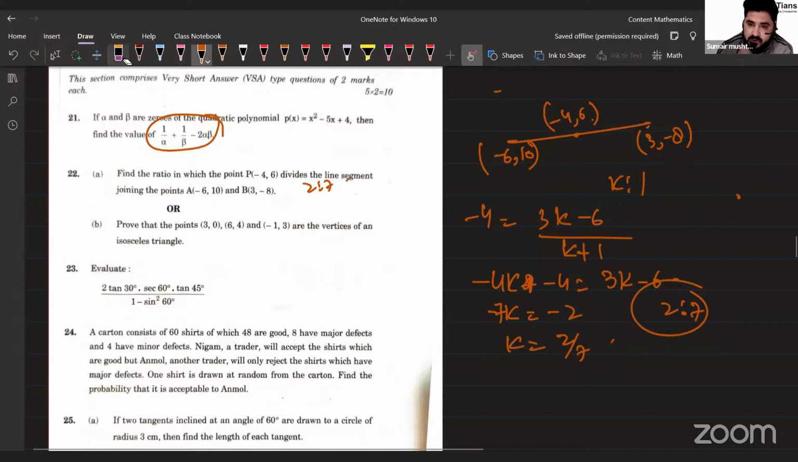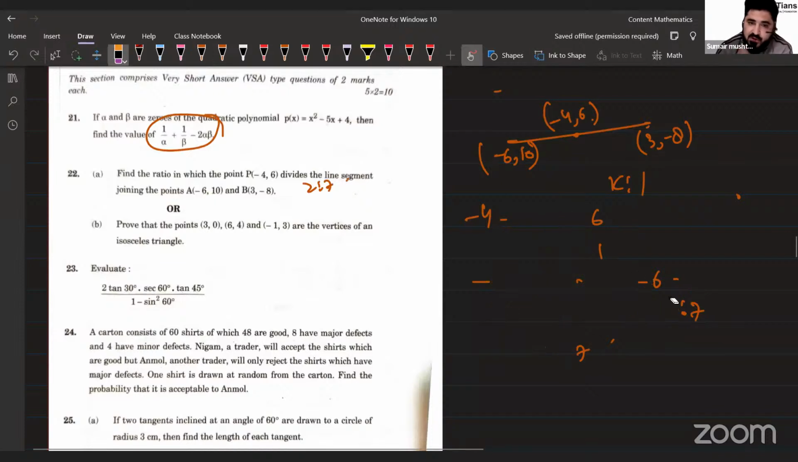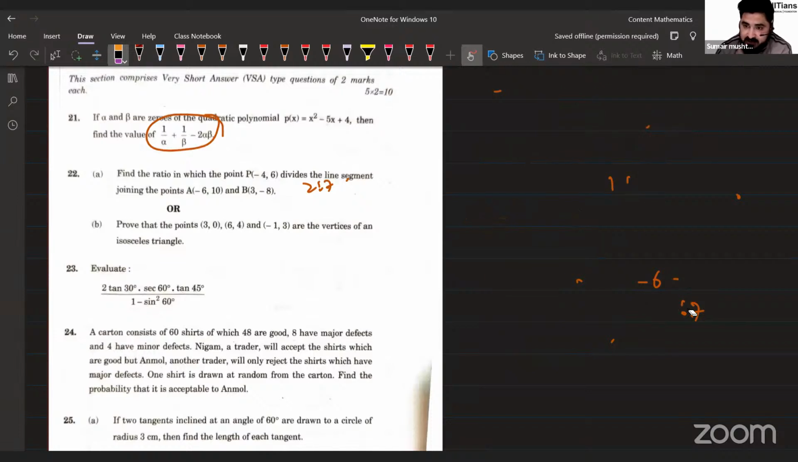Okay, you did the or part. Come on, I will do the or part as well. I don't want to do the or part, but still, for you, I will do it, because we don't have enough time to do all the questions.